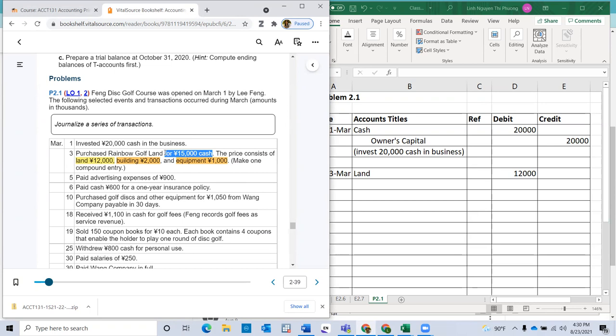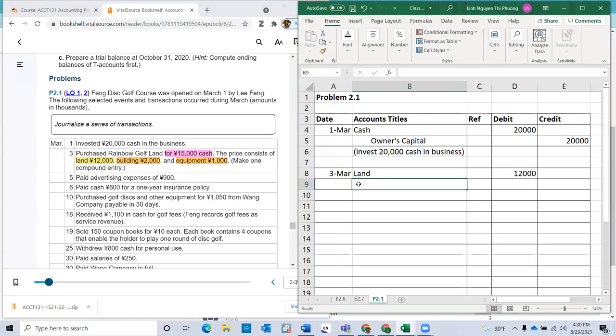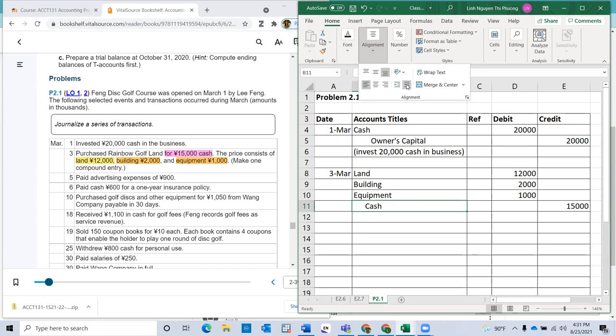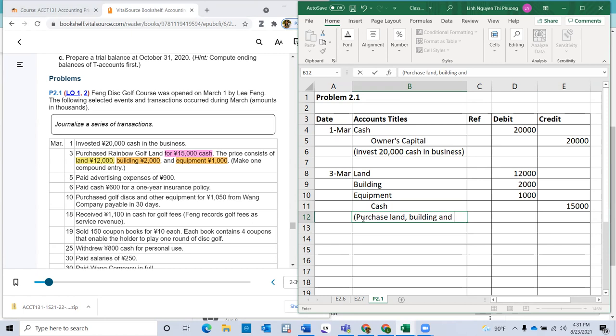So we debit land 12,000, building 2,000, and equipment 1,000, and we credit cash for 15,000. Okay, remember cash we credit, so when we credit, we should indent to the right side. All right, don't forget to do that, because if you forget, we will deduct your point, okay? So you can write here, purchase land, building, and equipment for cash, okay? Okay, what else?